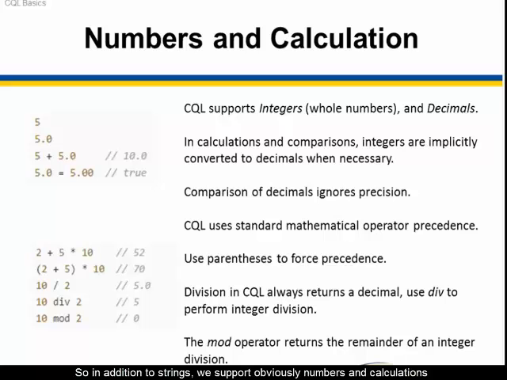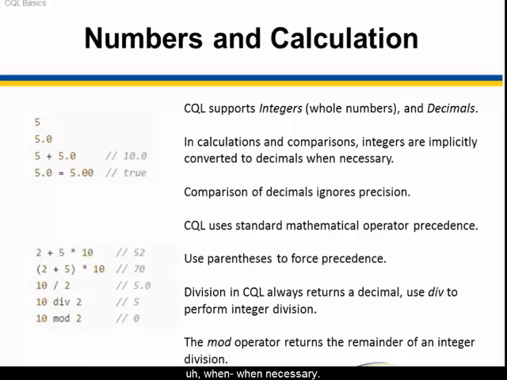So in addition to strings, we support, obviously, numbers and calculations. They're an important part of being able to describe the logic involved. It involves performing calculations, and performing comparisons against the results of those calculations. So we support integers, meaning whole numbers, and we support decimals. In calculations and comparisons, decimals are going to be implicitly converted when necessary.